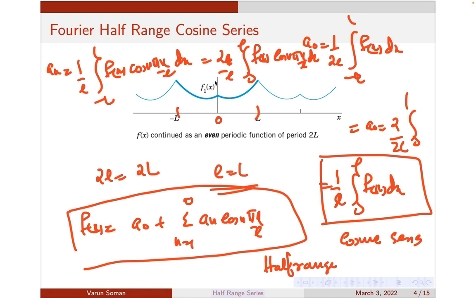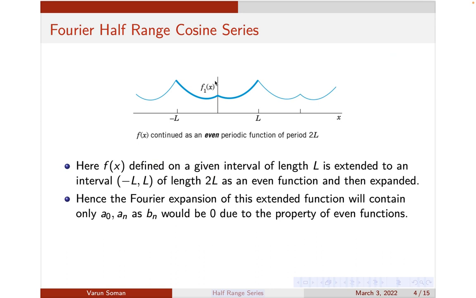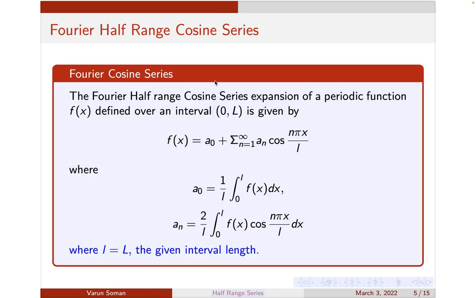Okay, so let us expand once again. So this is the case here. This is the Fourier cosine series. This is the value of f of x, and this is the value of a naught and an.